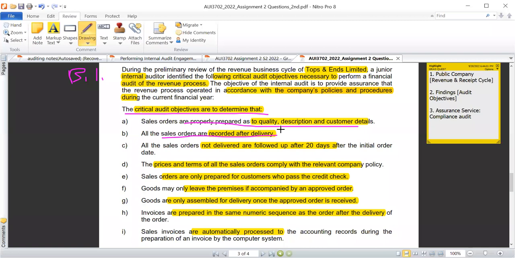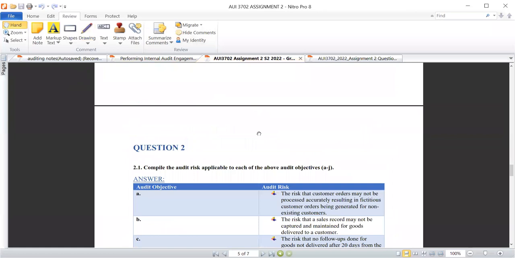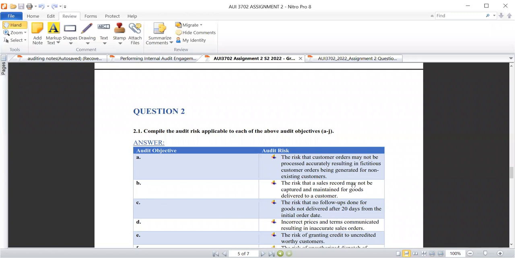So if I'm looking at all the sales orders being recorded after the delivery, the danger is that there could be a risk that not all the sales are recorded after delivery to the customer. So there's a risk that there may be incomplete sales records, although goods have been delivered to a customer, all right? I'm just trying to explain the risks that I've given in the assignment, but if I'm to be more precise, there's a risk that a sales record or sales records may not be captured and maintained for goods delivered to a customer. That is the risk there.